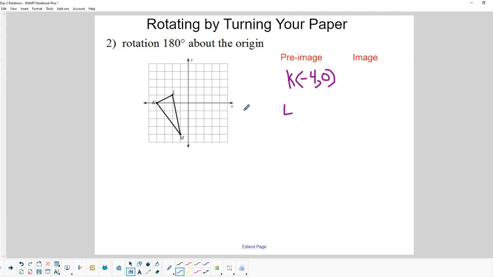L is at negative 2, 1. M is at negative 1, negative 4.